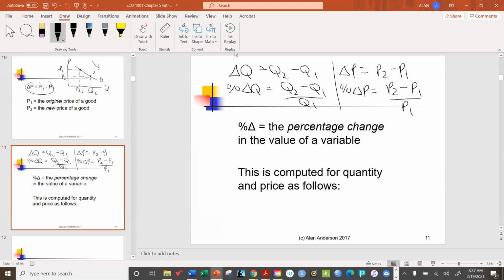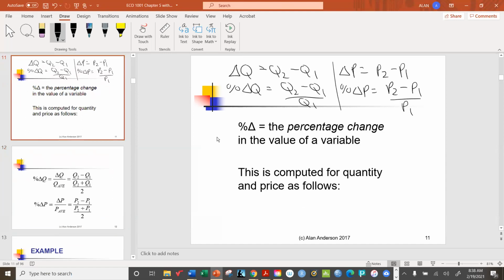And so in the absolute change, we keep the original units. Quantity would be units of the good, P would be dollars, but now down here, these are simply percentages. And then finally, once we combine these, the elasticity is the ratio of the percentage change in Q to the percentage change in P. All elasticities are calculated as the ratio of percentage changes.